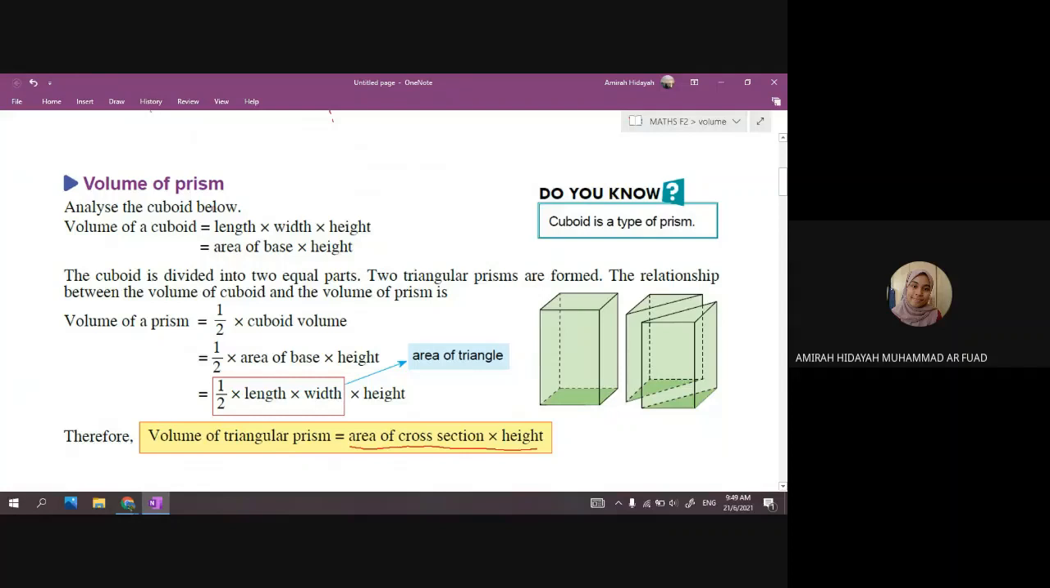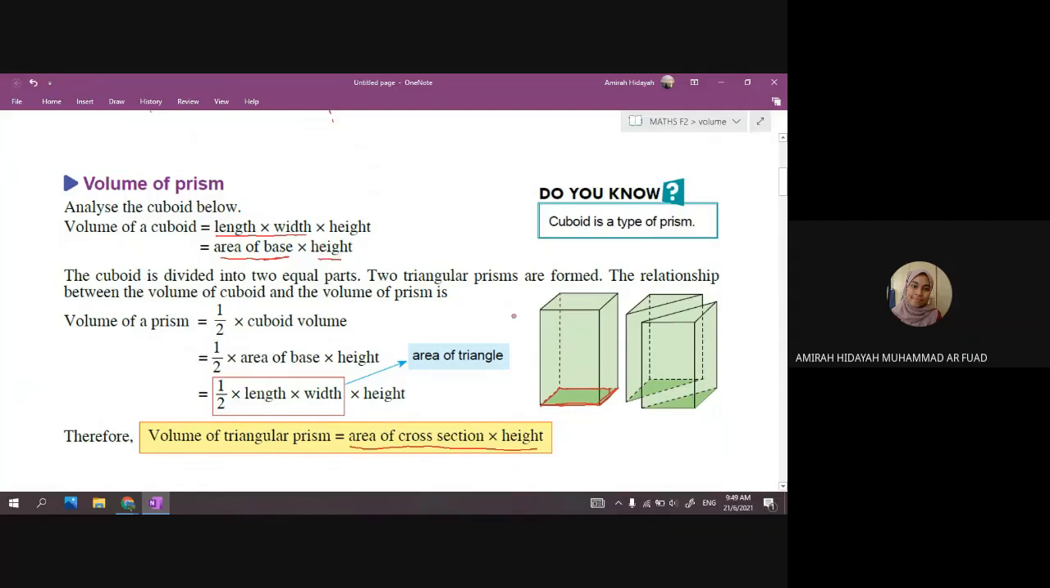So dia dapat daripada cuboid. Kalau kamu tengok dekat tepi ni, sebenarnya dia datang daripada sebuah cuboid. Okay, so kita tahu volume of cuboid ni. Kalau nak cari volume of cuboid, kamu dah tahu sangat kan, iaitu length times width times height kan. Right, so length times width ni sebenarnya adalah area of base, right? Area of base of the cuboid, which is the square, kan? So times height.